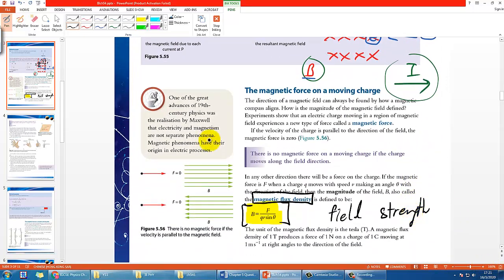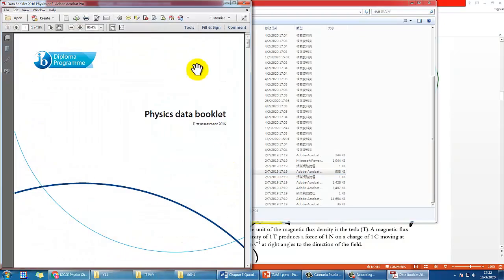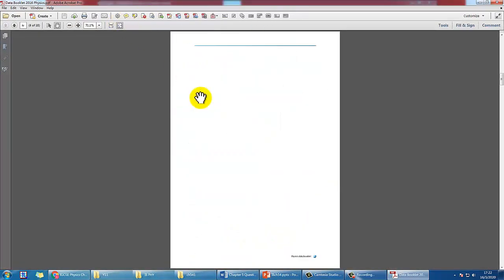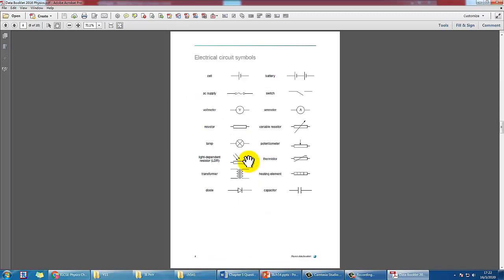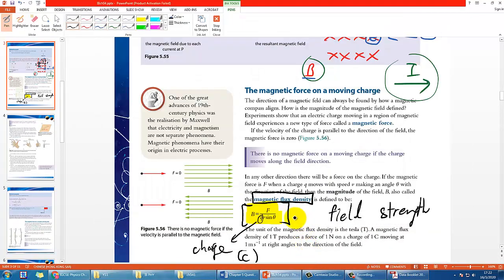Right here, it will simply refer to the charge in Coulomb. Remember, not one single charge, but charge in Coulomb. So if you have only one electron, then you have to convert it to charge by looking at the data booklet. In the data booklet, you can see the elementary charge here: 1.6 times 10 to the power of negative 19 Coulomb in that case.